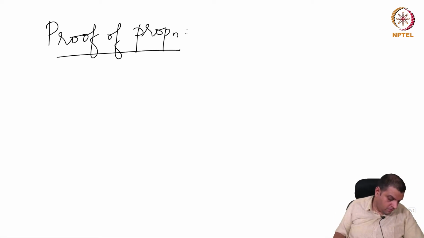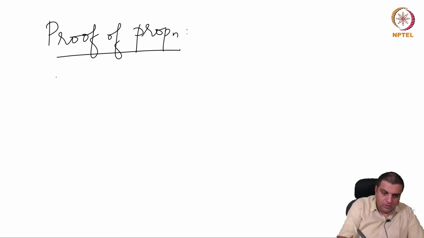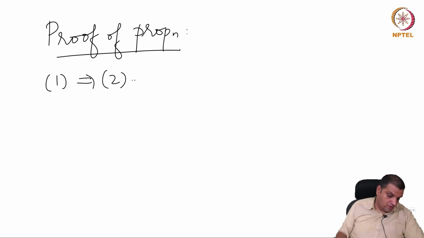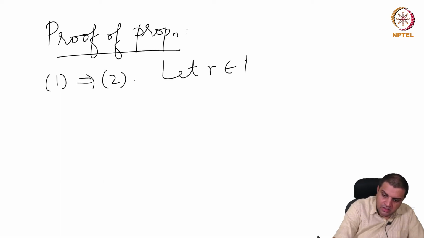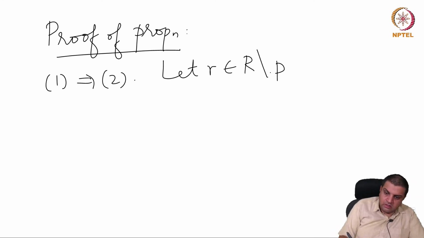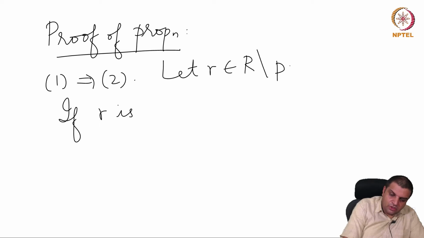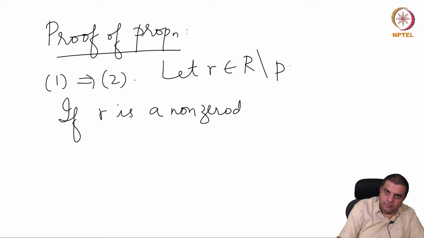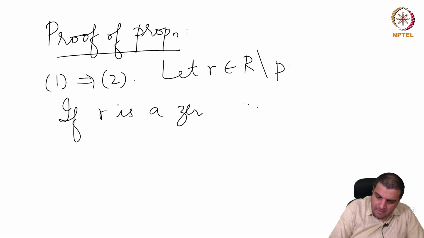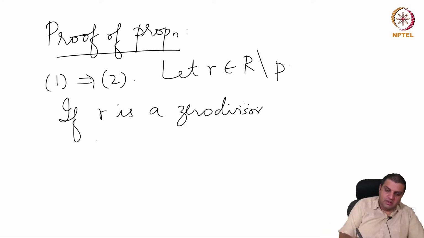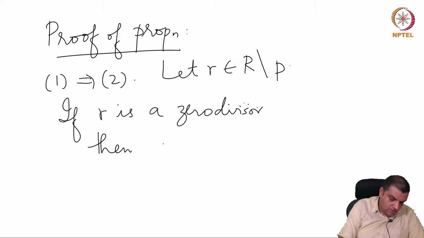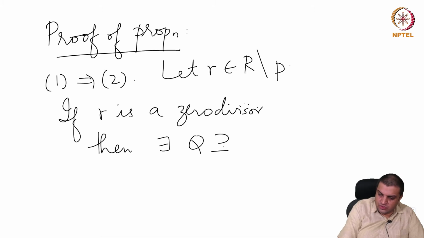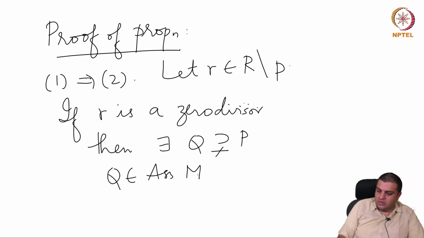Okay. 1 implies 2. Let r be in R but not in P. If r is a zero divisor, then there will exist a Q which is strictly bigger than P, and Q will be associated to M, and this is a contradiction.